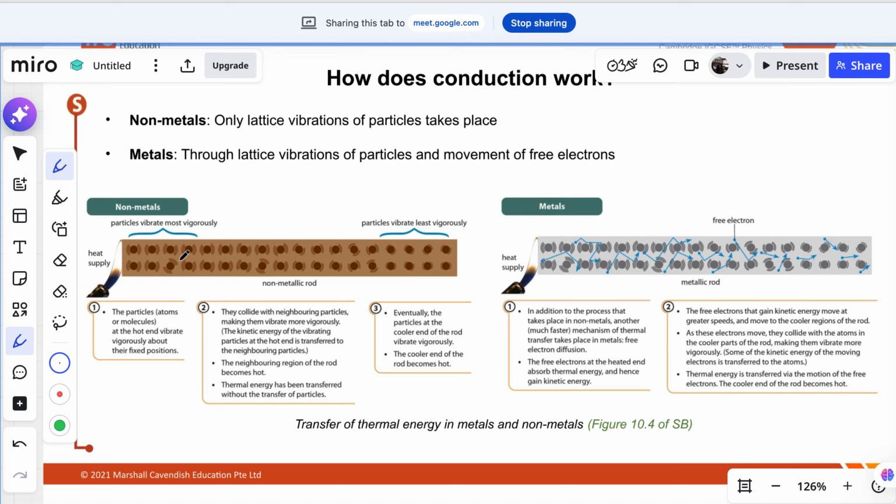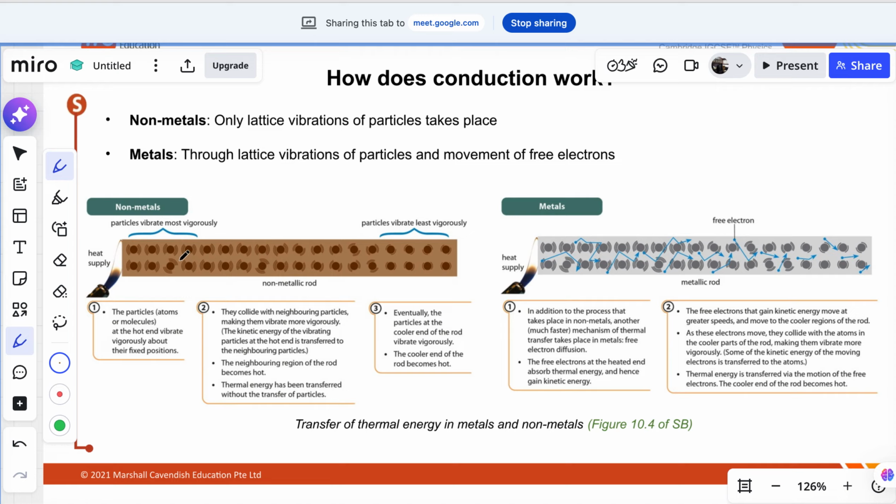Now, why is the rate of conduction much faster in metals than in non-metals? We already explained that, right? Because metals have two things. They have free mobile electrons, which is very important. They have free mobile electrons, which help to carry the thermal energy from the point where you're heating it to the other side that doesn't get the heat. And also they have lattice vibration. Non-metals do not have free mobile electrons. They only have the lattice vibration, so it takes a longer time for non-metals to transfer the thermal energy from one spot to another.